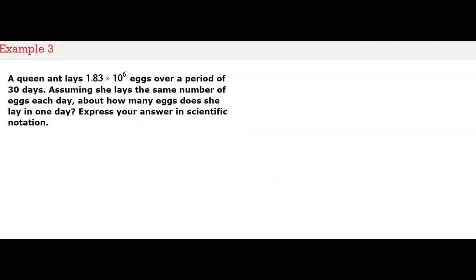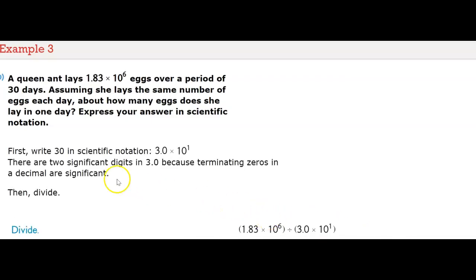A queen ant lays 1 and 83 hundredths times 10 to the 6th power eggs over a period of 30 days. Assuming she lays the same number of eggs each day, about how many eggs does she lay in one day? Express your answer in scientific notation. First, write 30 in scientific notation. So 3.0 times 10 to the power of 1.